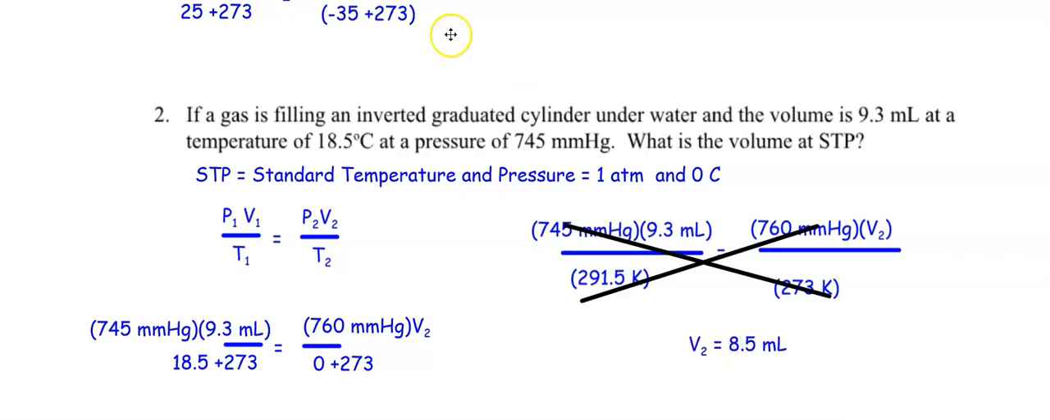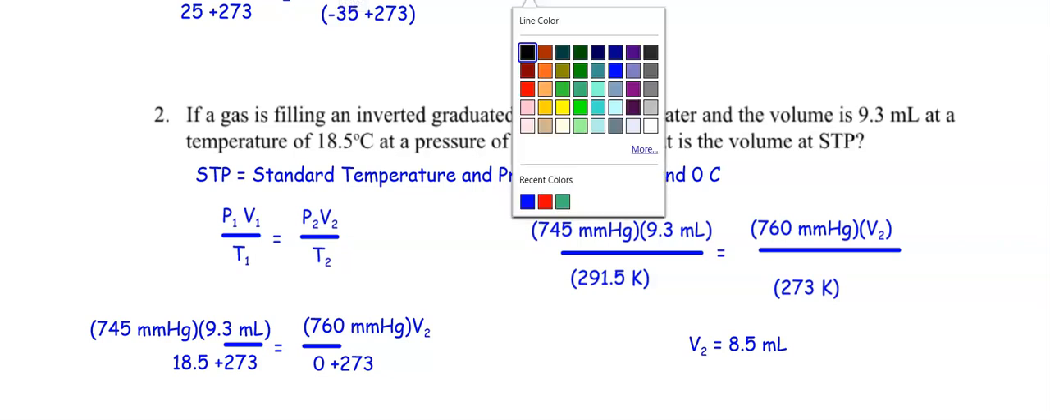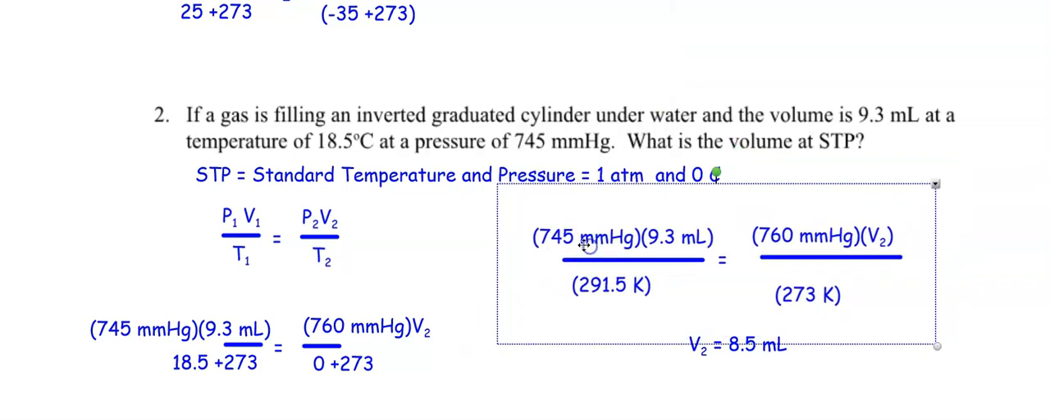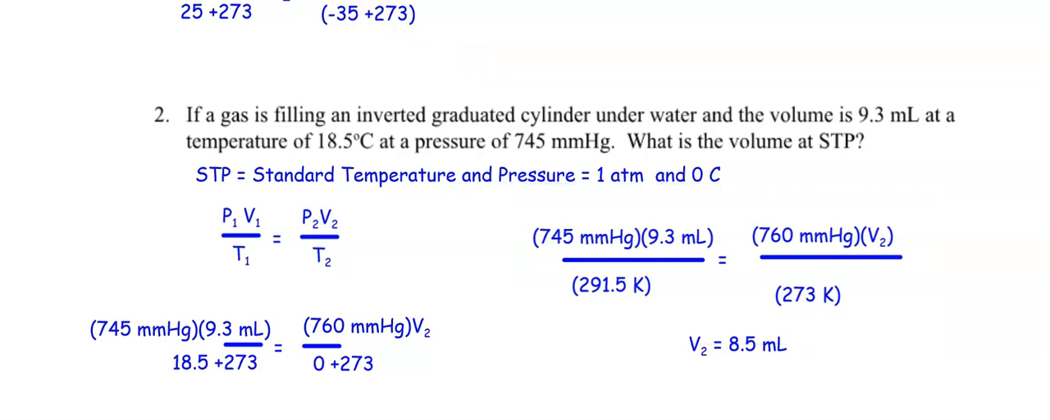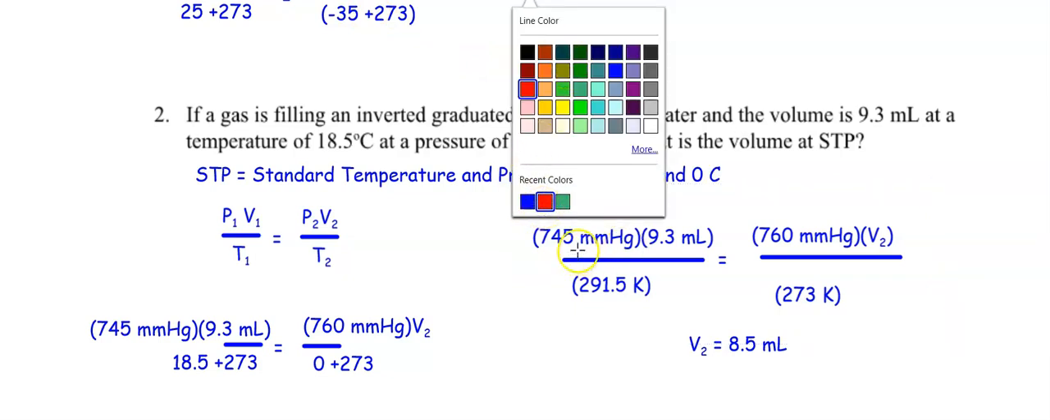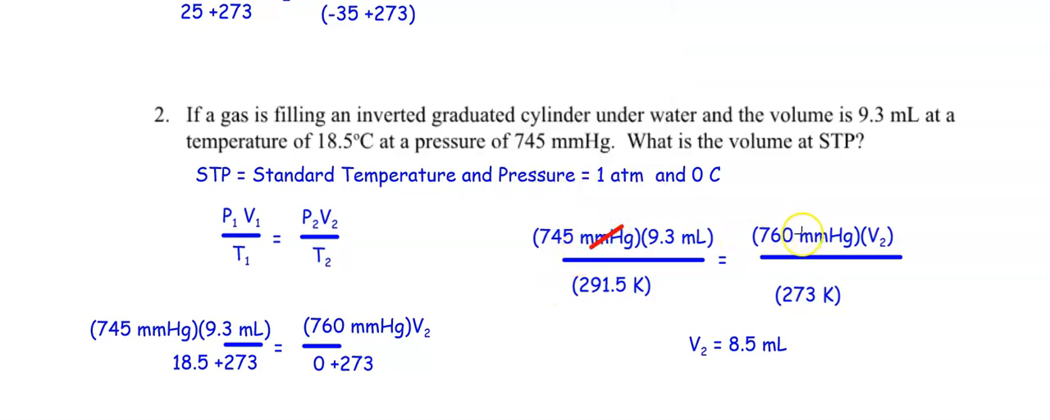And I want to show you something real quick. Let me show you these guys. Let's delete and delete. So look at my units, okay? Let's use red. Notice that my millimeters of mercury cancels out. My kelvins cancels out. And so now what is the only unit left? Milliliters. So that is the unit of my volume. Okay, hopefully that makes sense.